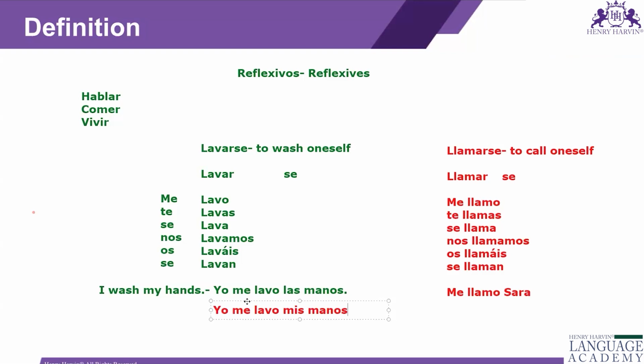Doer and receiver. Correct. Yes. Correct, when the doer and receiver are the same, then we use a reflexive verb. Or you could say, in other words, when the subject and object are the same.